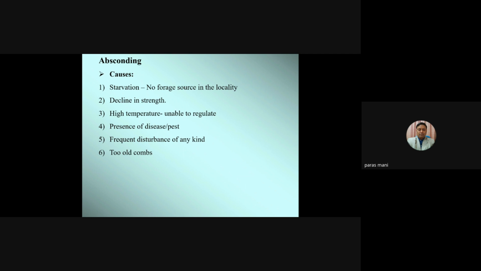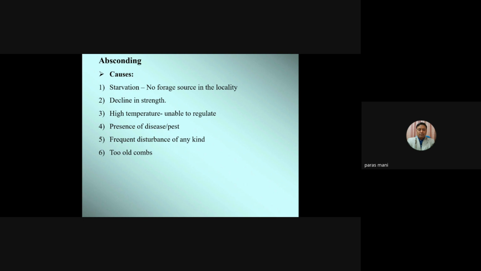And absconding. Absconding is a behavior of the bees, after leaving the colony, it doesn't return back to the colony. Why? There might be different reasons. One, starvation, no forage source in the locality. So bees may leave that colony and may not return to the hive.